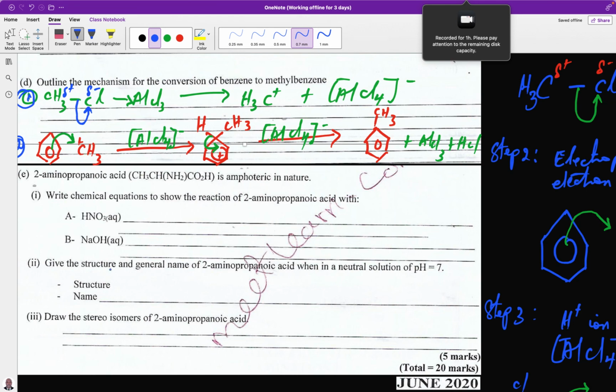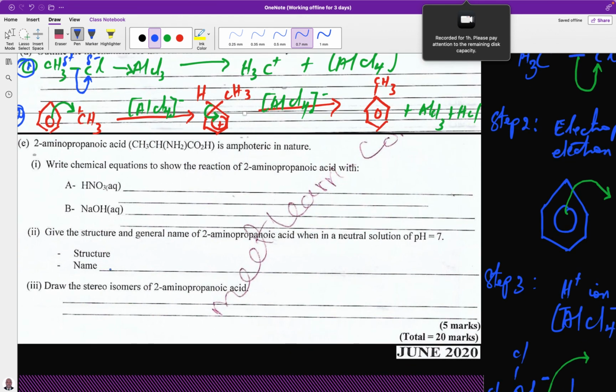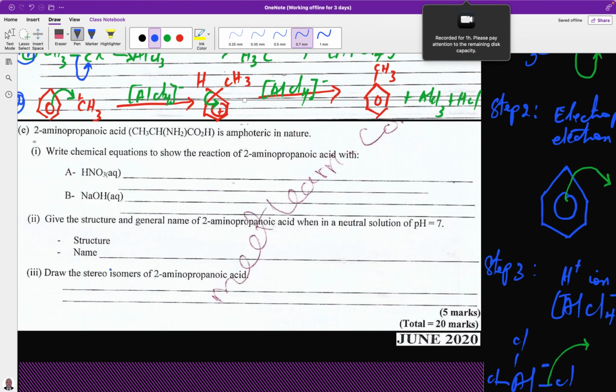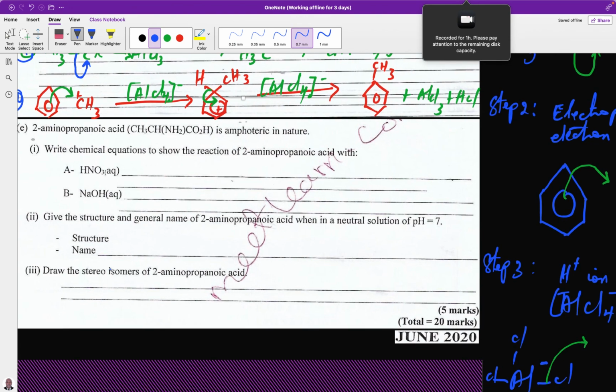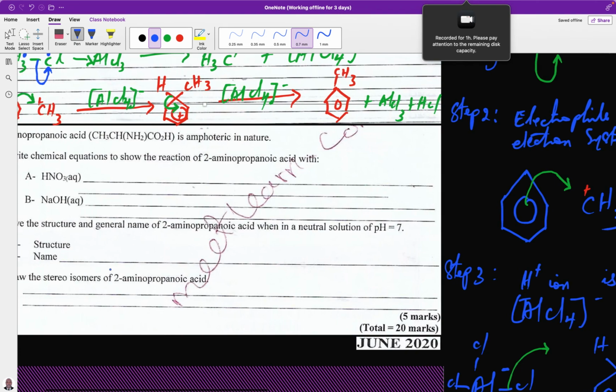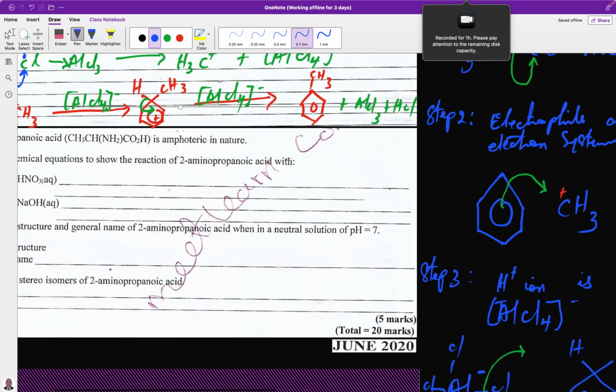Okay, now to the E part of it. The E part says, 2-aminopropanoic acid is amphoteric. Write an equation to show the reaction of 2-aminopropanoic acid with nitric acid.